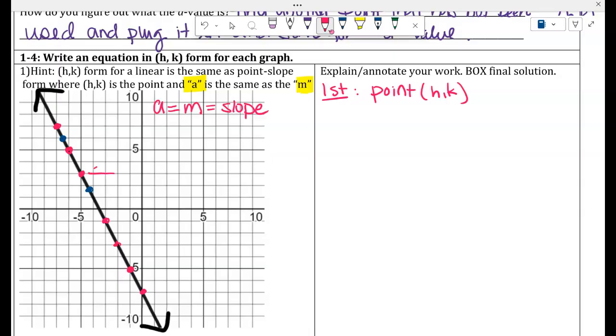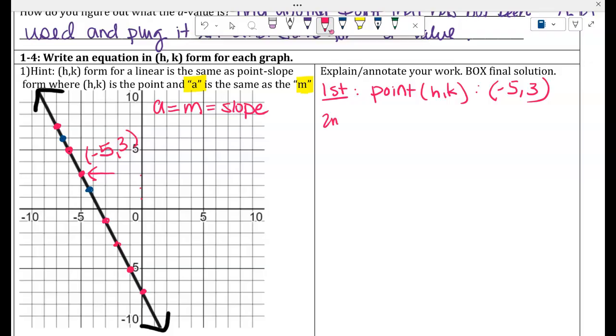Let's go with this one. And no, you don't have to use what I'm using. So this dot is going to be -5 for x. And let's see what the y value is. 1, 2, 3. So +3 for y. So your point is going to be -5, 3. So that is your point.